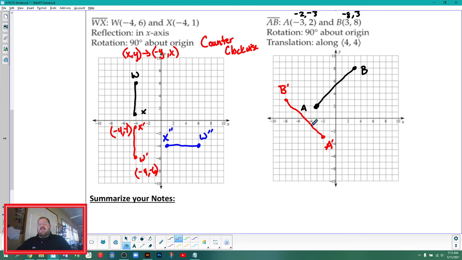And then I want to translate it along 4, 4. So I want to go right 4 and up 4 with each one of these points. I could do that coordinate-wise, or I could just count it off. 1, 2, 3, 4, 1, 2, 3, 4. That'll be A double prime. 1, 2, 3, 4, 1, 2, 3, 4.